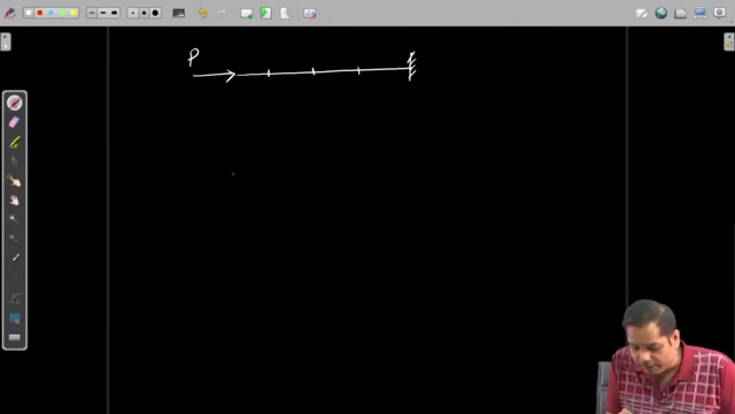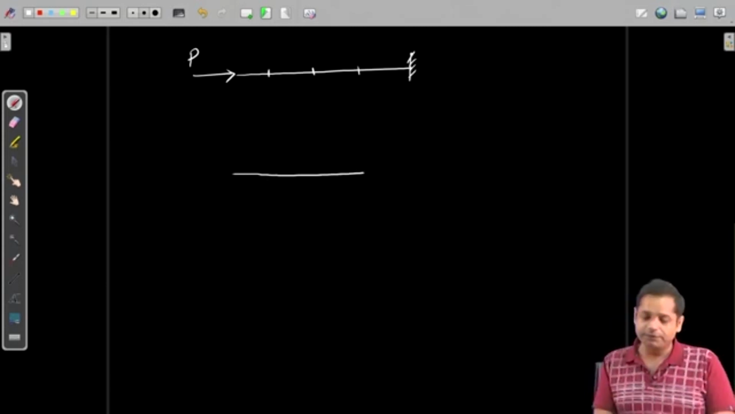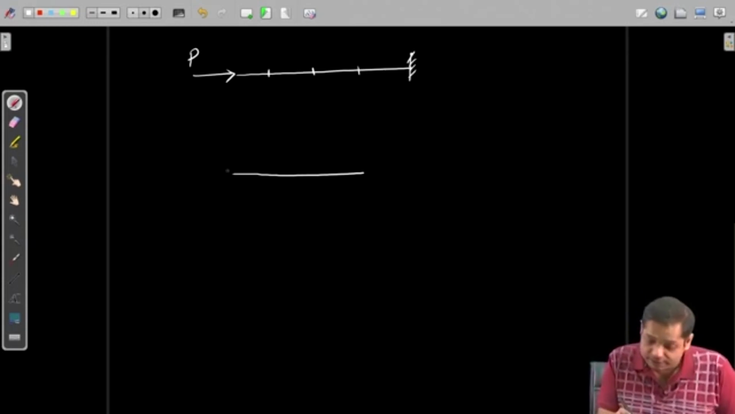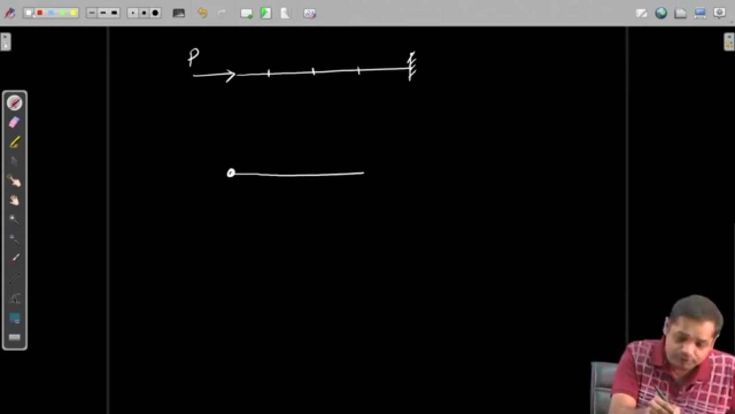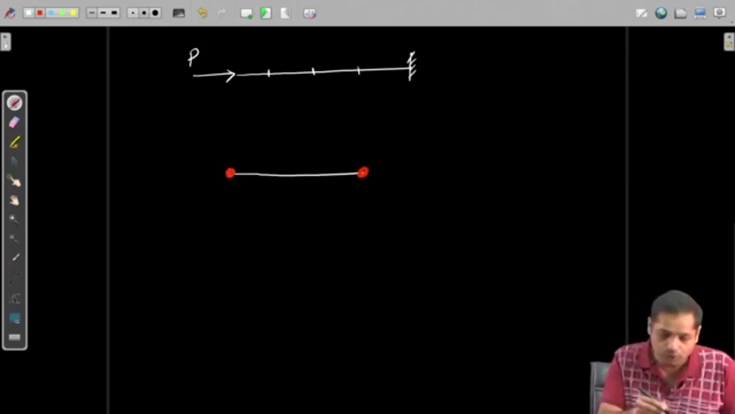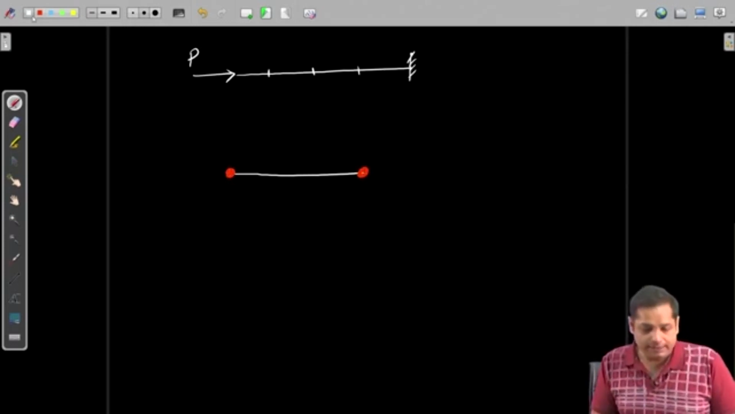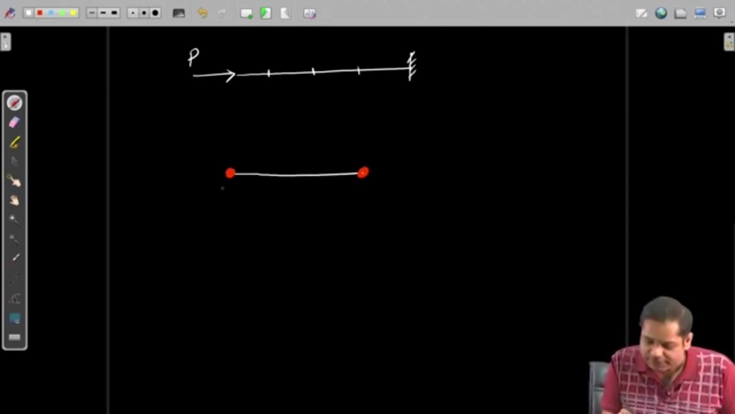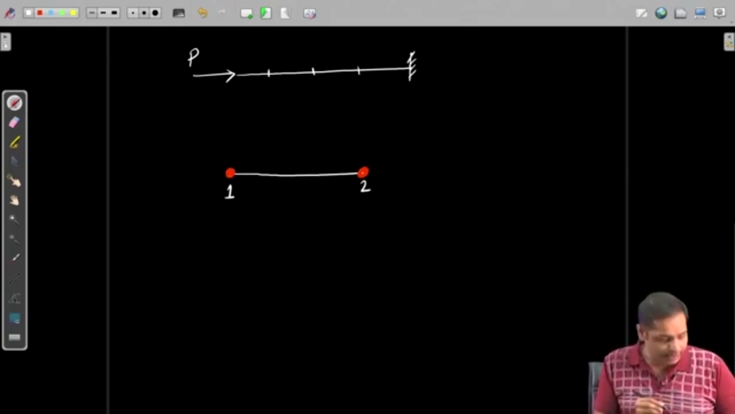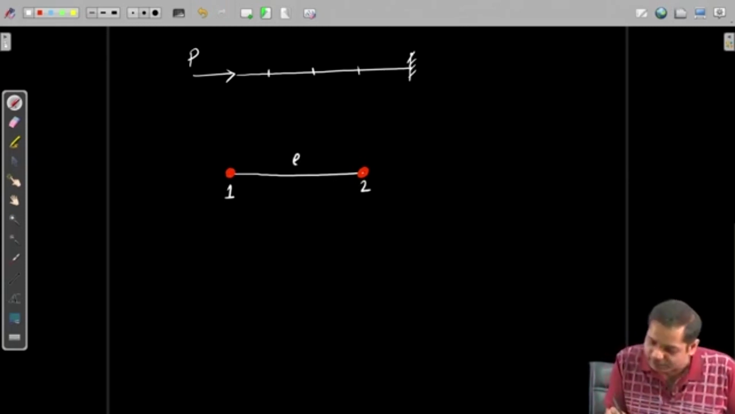So let us do that. Take one element, which is the building block of this entire domain. This element has, say, two nodes. The nodes we are using, say, red color for nodes, two nodes. Suppose this is node number 1 and this is node number 2, and suppose this is element E, any arbitrary element E.